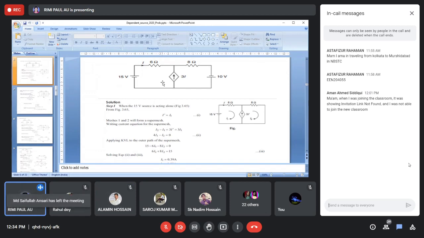In this problem, here you have applied super mesh. Here you can see that superposition theorem is also applied. So how did they apply the superposition theorem? The same technique, they applied super mesh, right?